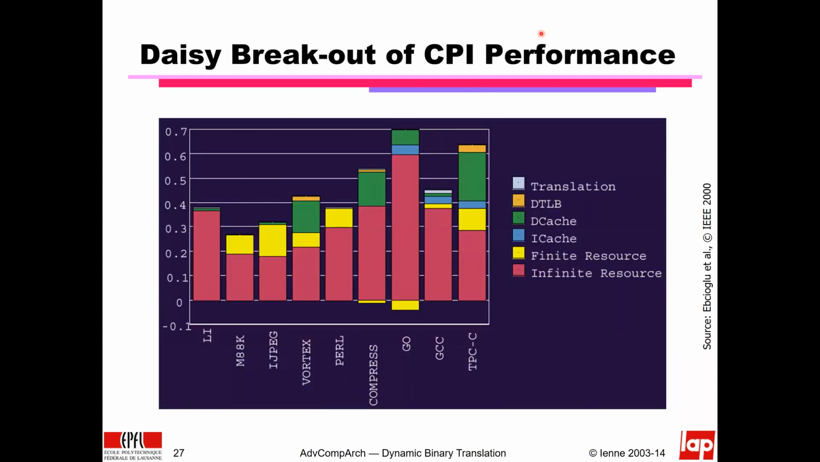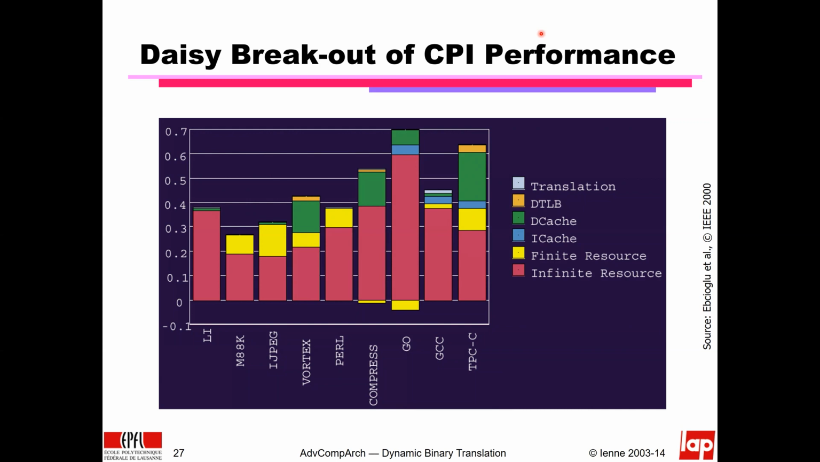And here you see an assessment for DAISY of the elements that contribute to the CPI. So the previous one was IPC, instructions per cycle, so the higher the better. Here it is the CPI, cycles per instruction, so the higher it is, the worse. And here you see basically the breakdown, because it is a simulator, so you can do things that would be difficult to do on a real chip.